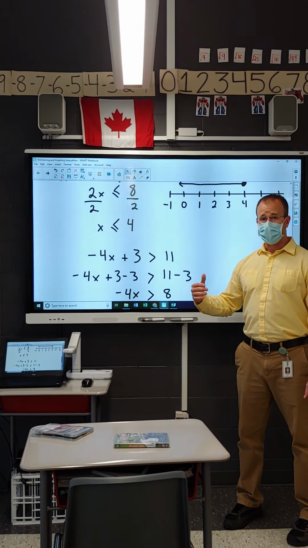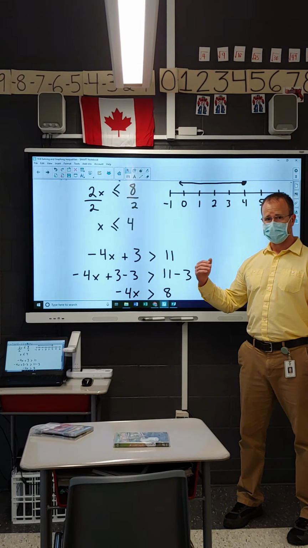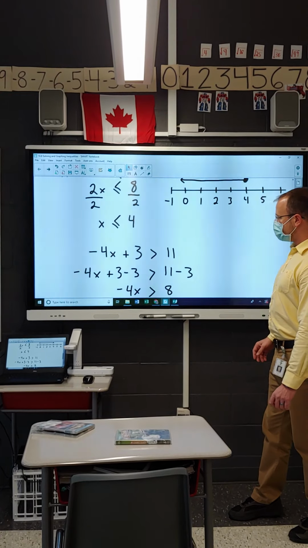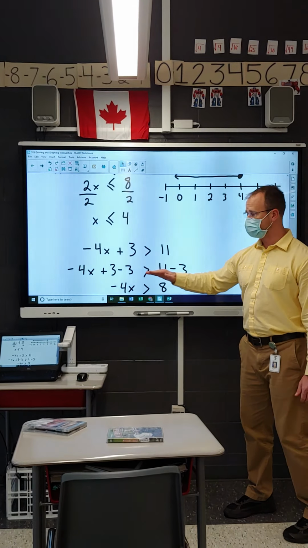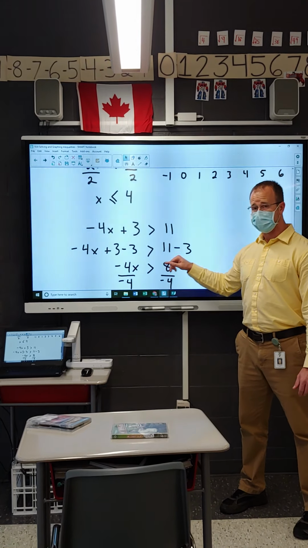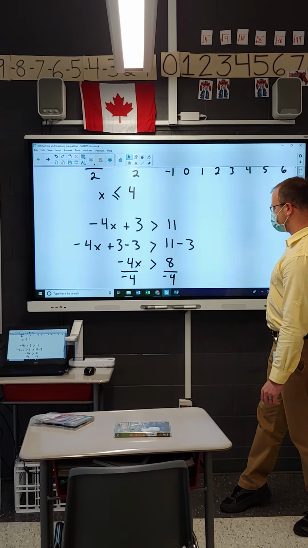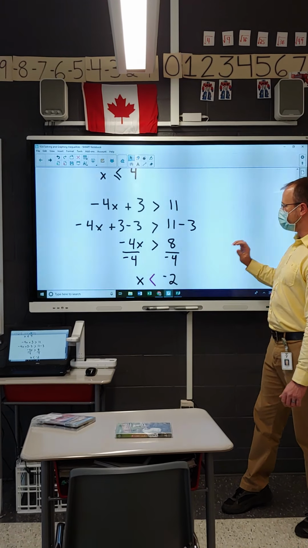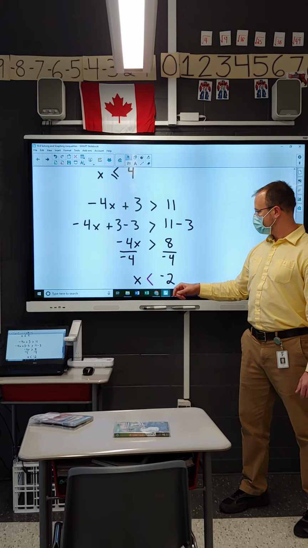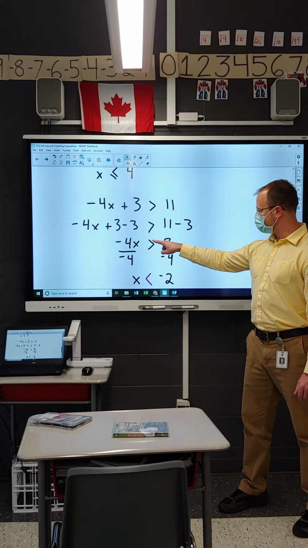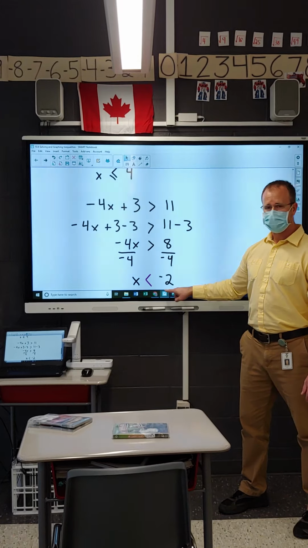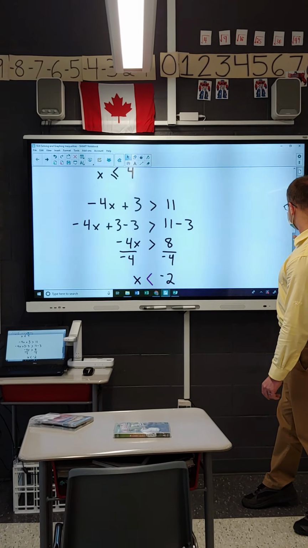Now, remember when we're all done, we want just a single x, and then whatever it equals, or in this case, what it's greater than. Because it's negative, we're going to divide by a negative. So it was a negative 4, so we're dividing both sides by negative 4. And then here's the difference. When we're dividing by a negative, our sign changes. So now instead of negative 4x is greater than 8, now it's x is less than negative 2. Here's why it switches.